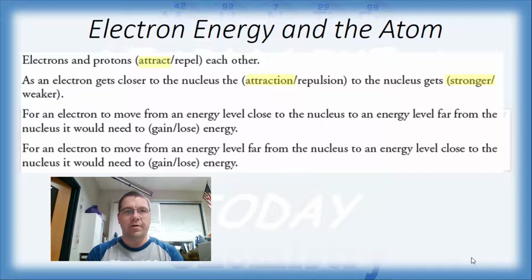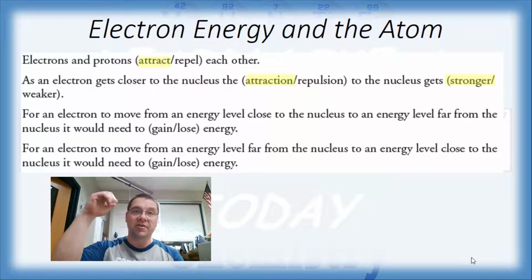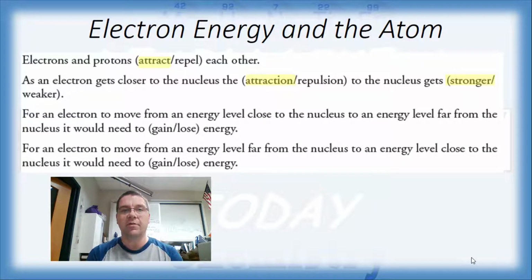Now the next two questions here are talking about the energy possessed by the electron itself, that subatomic particle that's outside the nucleus. And both of these questions are kind of reverse questions of each other. The first one is saying, for an electron to move from an energy level close to the nucleus to a level farther from the nucleus, the electron itself would need to gain or lose energy. And then the follow-up question is asking basically the same thing, except the electron is moving from an energy level further away to one that's closer. Would the electron need to gain or lose energy?